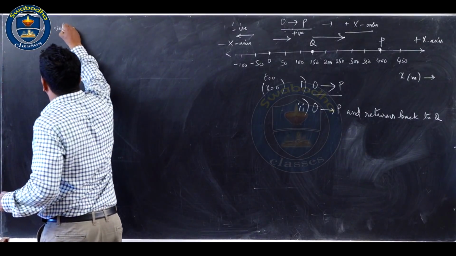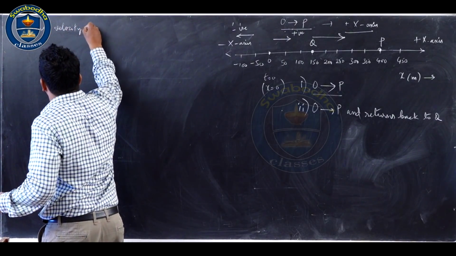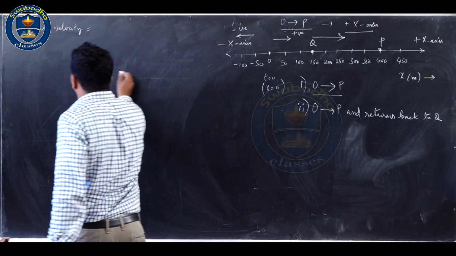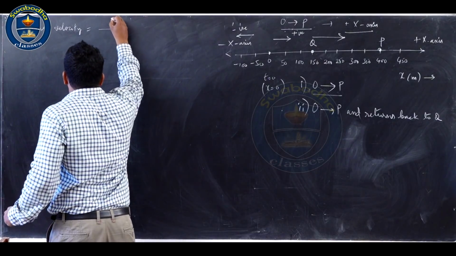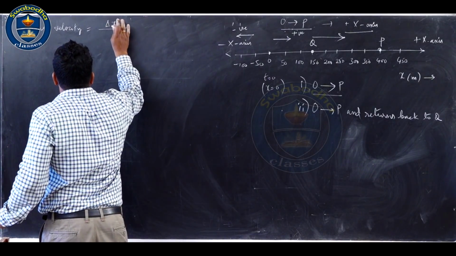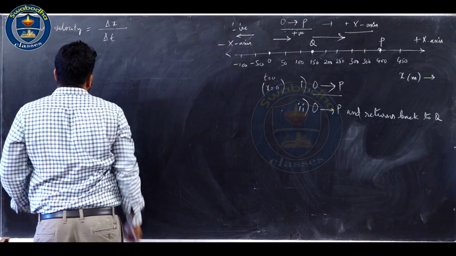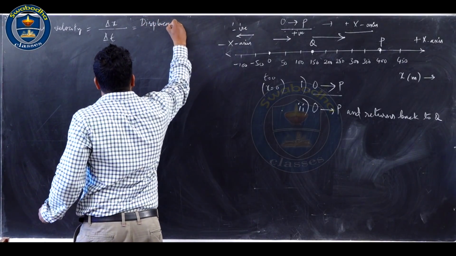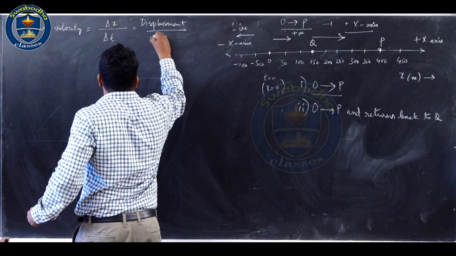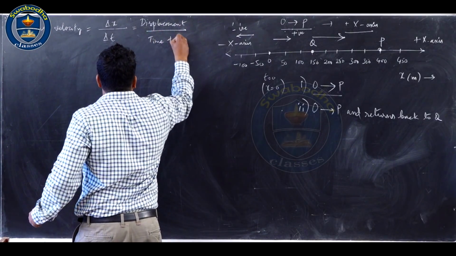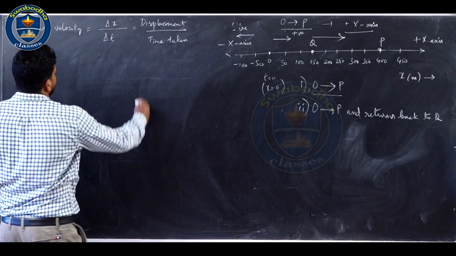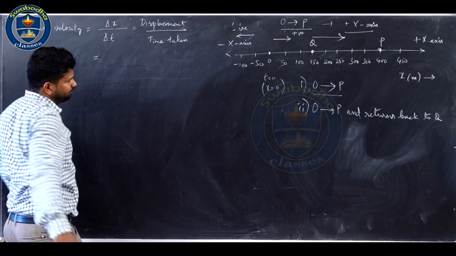Average velocity in the first case. We all know that delta x over delta time, that is displacement over time taken or interval length. Fine. Displacement.